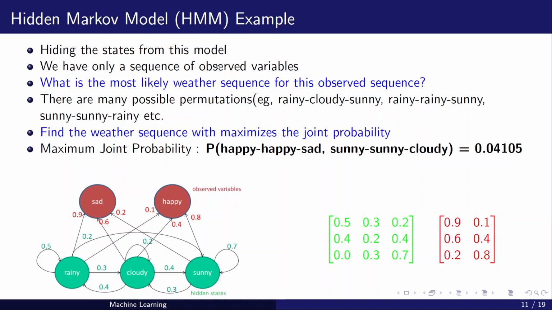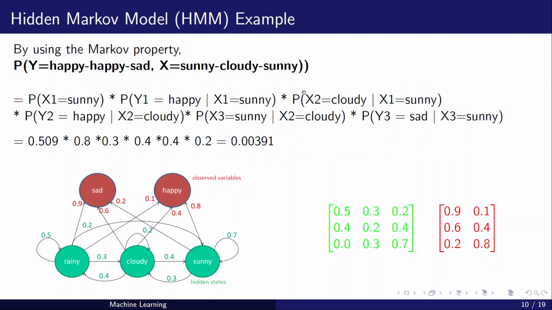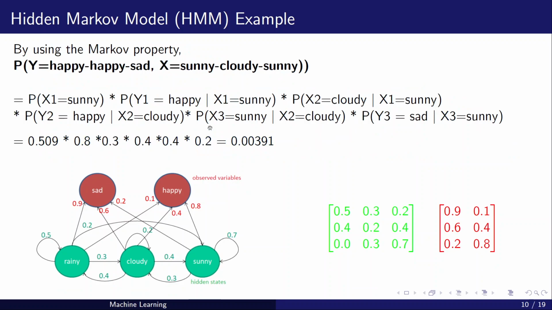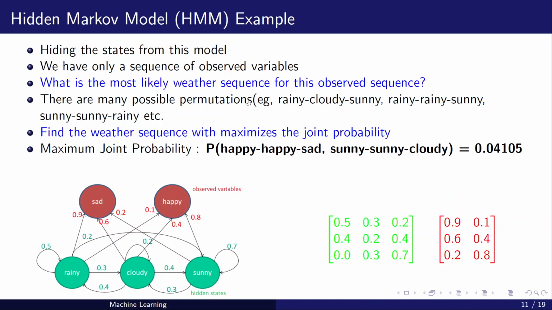Then how we can do it is, we can ask what is the most likely weather sequence for this observed sequence. Now along with us what we have is only this y: happy, happy, sad. Now we can ask the model what is the most likely weather sequence for this observable sequence. So there are many possible permutations like rainy, cloudy, sunny, rainy, sunny, sunny, sunny, rainy, etc. So this was one sequence. Like that, many many hidden sequences will be there corresponding to this observable sequence, right?